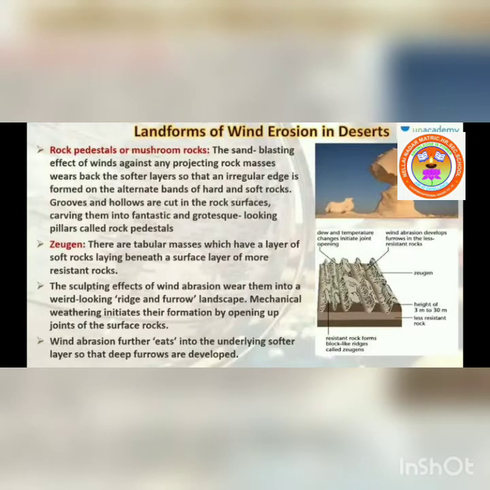Erosional landforms of wind. Some of the erosional landforms of wind are mushroom rocks, Inselbergs and Yardangs. What is a mushroom rock?